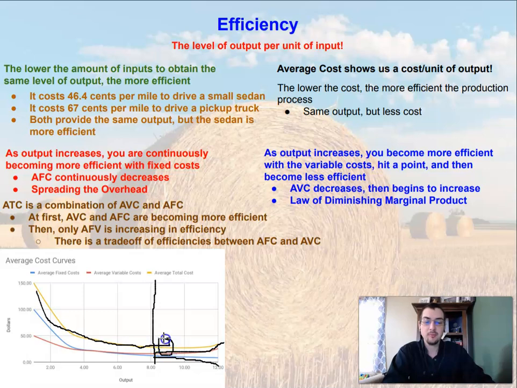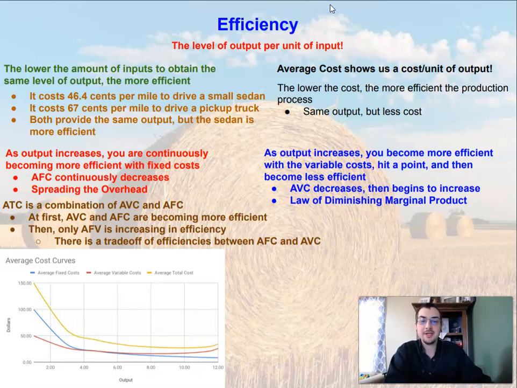So the minimum point of the average total cost is just going to be a little bit further, at a little higher output than the average variable cost. And the reason why is there's actually a trade-off between efficiencies for a little while. We're starting to see a trade-off of efficiencies between the average variable cost and the average fixed cost. Because the average variable cost is losing efficiency at this point, and average fixed cost is gaining efficiency, we actually have a little bit of a trade-off there.